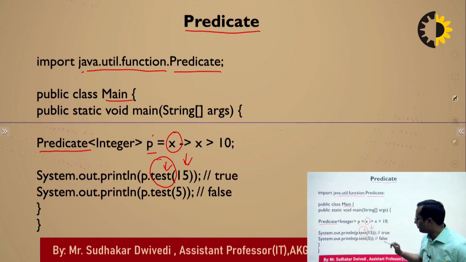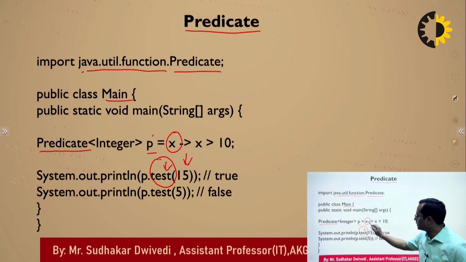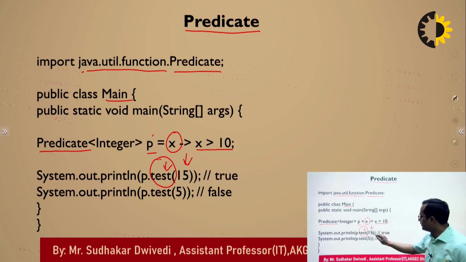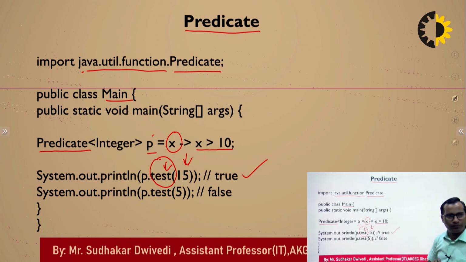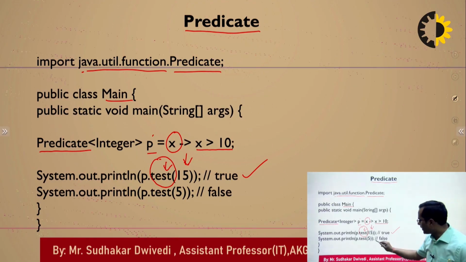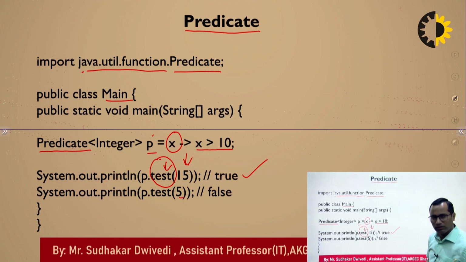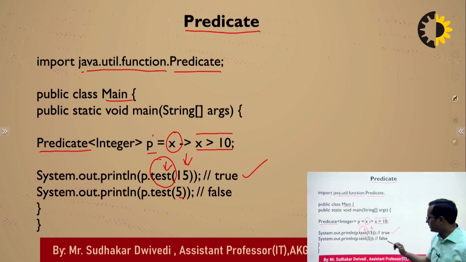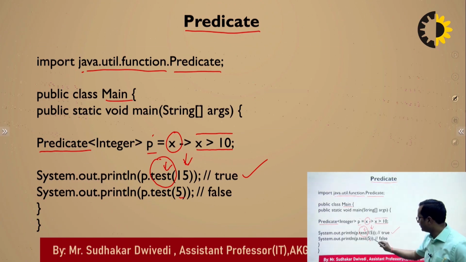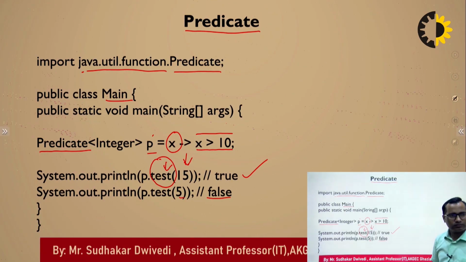We have passed the value 15. 15 is passed to this parameter, and then it will check here: if the passed parameter is greater than 10, if the condition is satisfied, then it will return true. If the passed parameter does not satisfy the condition mentioned here, that means it is not greater than 10, so it will return false.